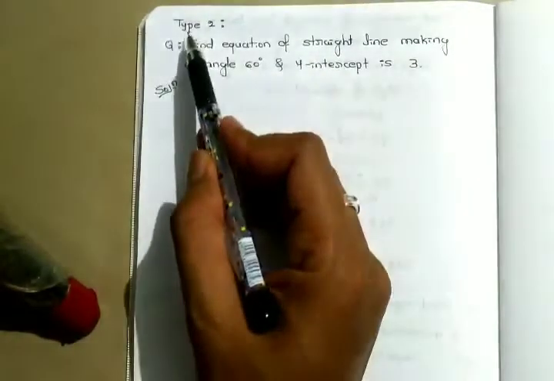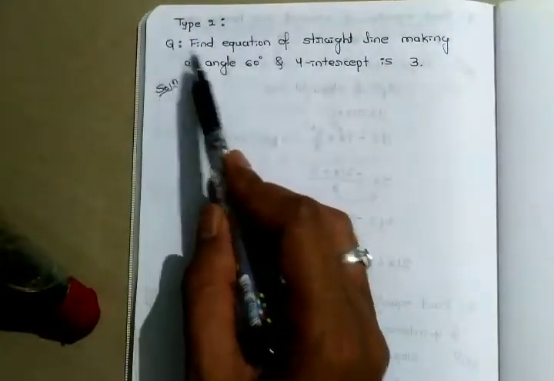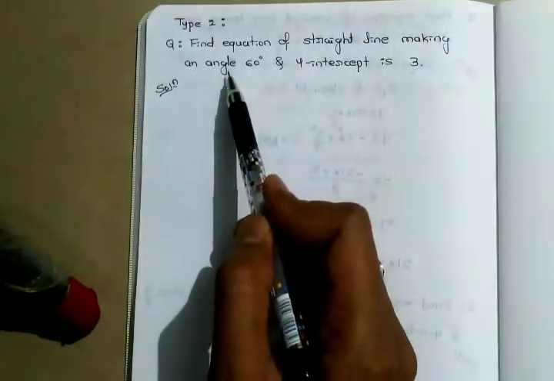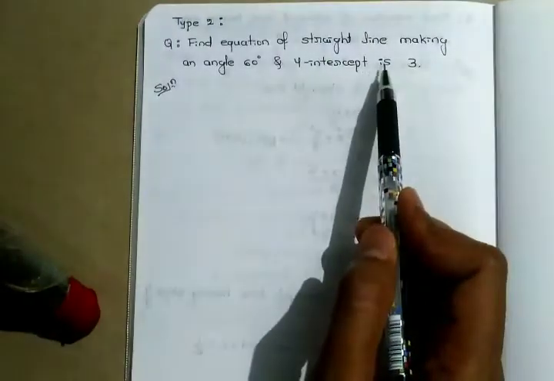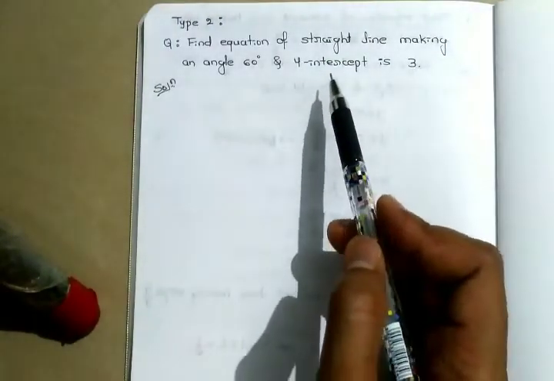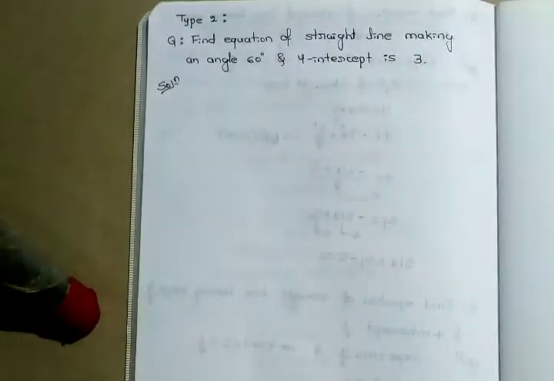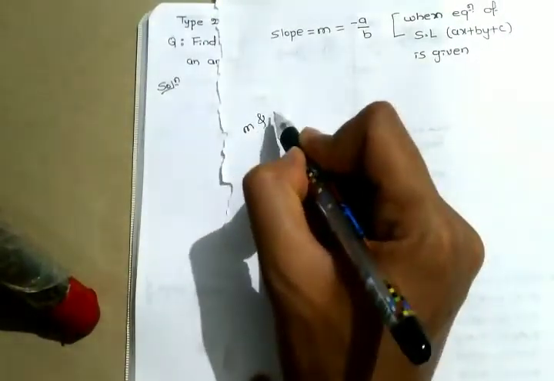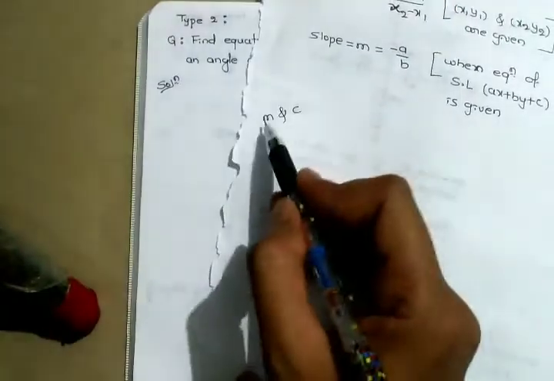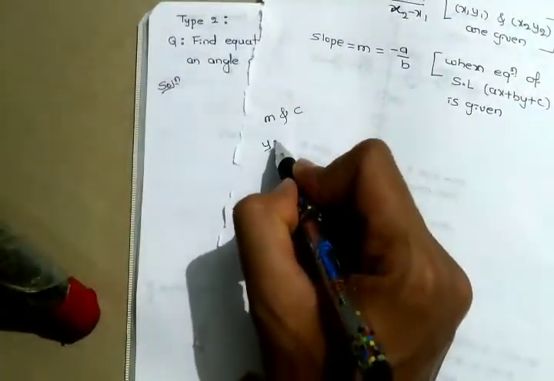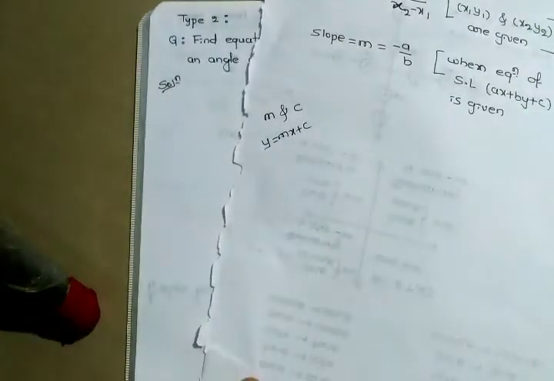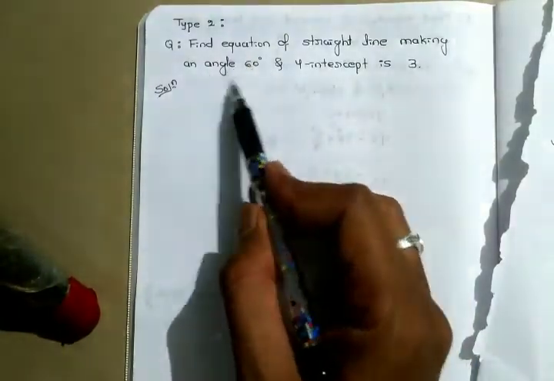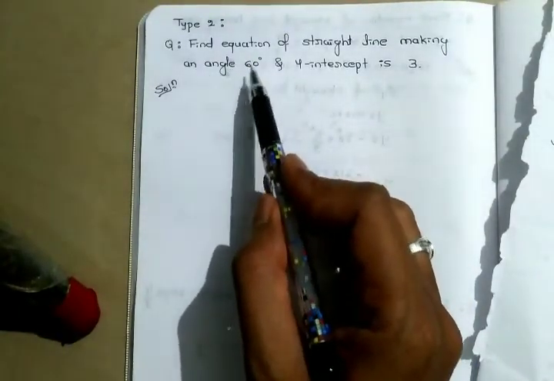Next, type 2. See the question: find the equation of a straight line making an angle of 60 degrees and y-intercept 3. See, the difference between type 1 and type 2: in type 1, directly they had given the m value and directly the c value, that is the y-intercept. If these two are given, directly apply the formula y is equal to mx plus c. But here, what is the question? Instead of giving the slope, here they had given the angle. Angle means which value?